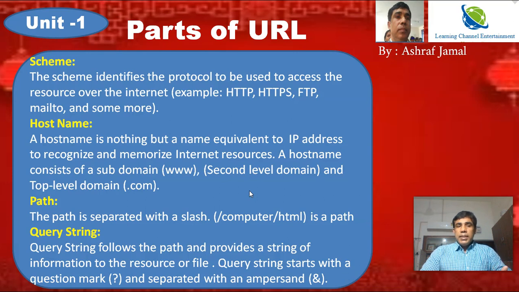Then path, the path is separated with a slash sign as I showed in the example. Then query string follows the path and provides a string of information to the resource or file. Query string starts with a question mark and is separated with an ampersand. Sometimes when we try to access a particular portion of the resource from that www, we specify that query also. So all these are the parts of URL. I hope it is clear. So parts of URL are scheme, hostname, path, query string.